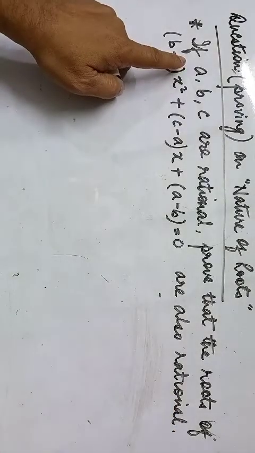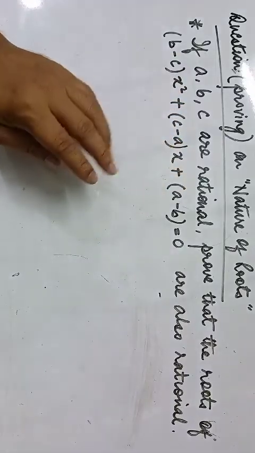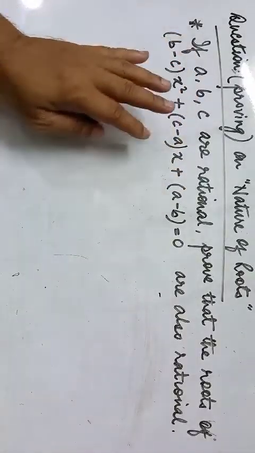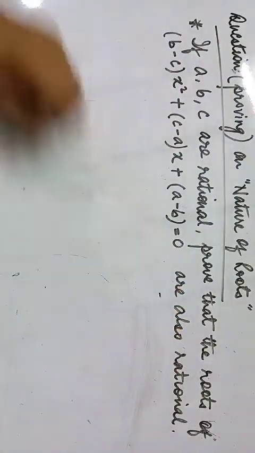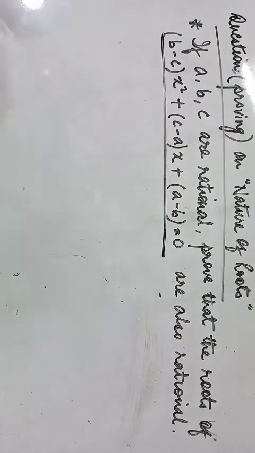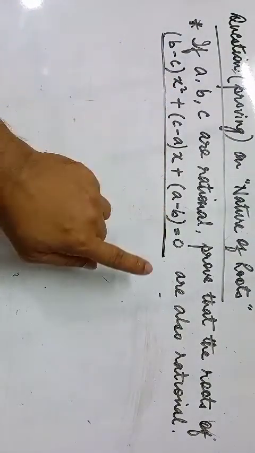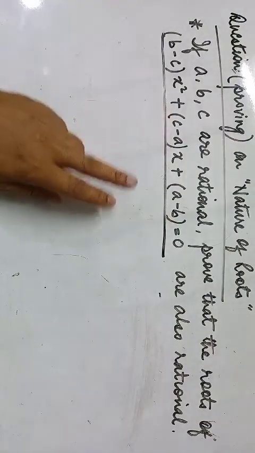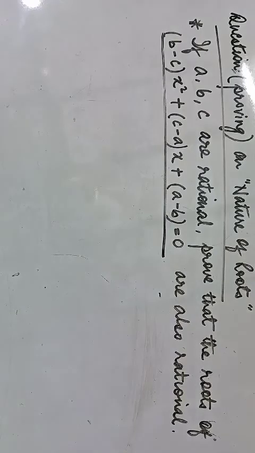You see, we have, if a and b and c are rational, so they have already told you that these three numbers are rational. We have to prove that the roots of this equation, this long equation that we have over here, you can see that it has an x square term, x term, and a constant term. So this is a quadratic equation. So we have to prove that the roots of this equation are also rational.